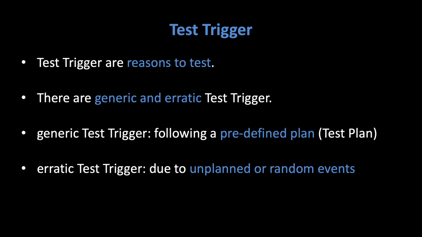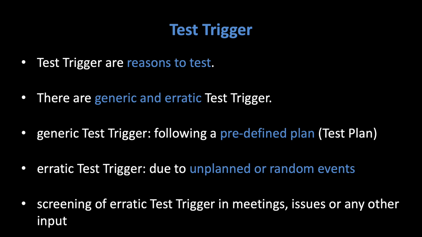And then there are erratic test triggers. Those occur due to unplanned or random events. That could be urgent and unplanned bug fix releases that need to be tested, or some sudden request of the project team to test something. And for those erratic test triggers, it is important to screen them properly, for example, in specific meetings, issues, or basically any other input that the project has.